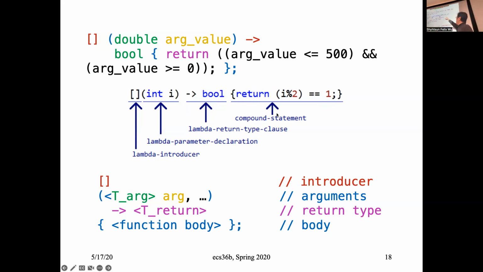By the way, you can put 2 million lines of code between that pair of brackets, and it is still considered one single lambda expression. Okay? I haven't seen anybody writing that kind of code, which is unnecessary. So that's the way we describe the introducer, the argument, the return type, and the function body. That's the lambda expression. And why do we use that?